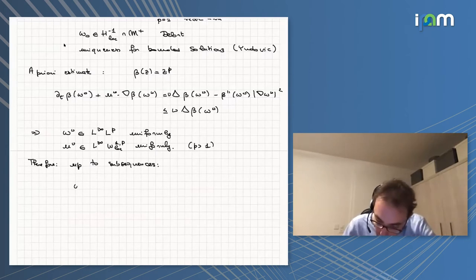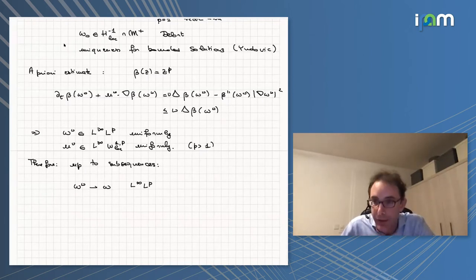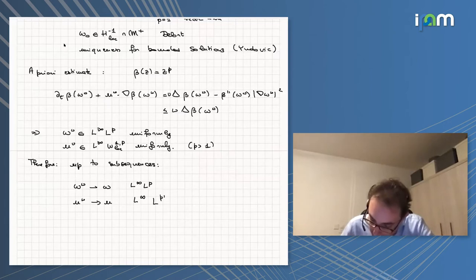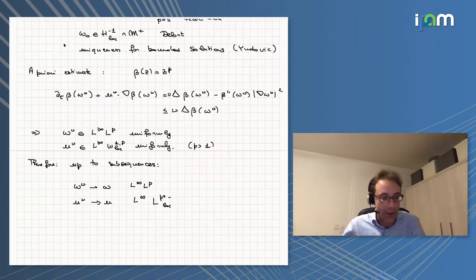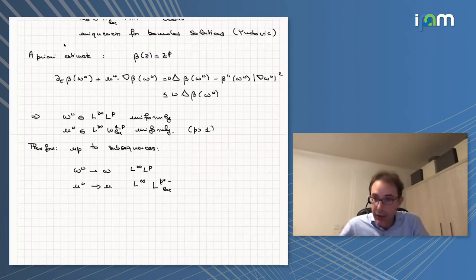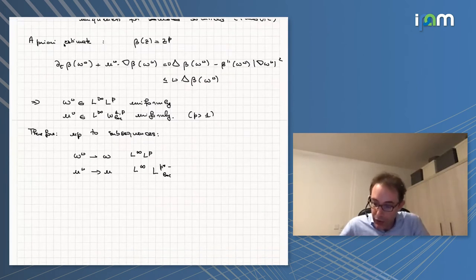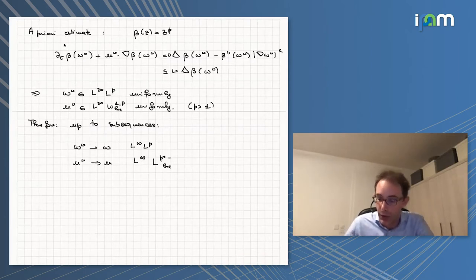So omega nu will converge weakly to some function omega, weakly in L infinity LP for the p that we are considering. And u nu will converge strongly to some velocity u in L infinity L p star minus, locally. So p star is the Sobolev conjugate of p. So this is a result for weak convergence of the vorticity. And in particular, we can deduce a weak convergence to a solution to the limit equation.